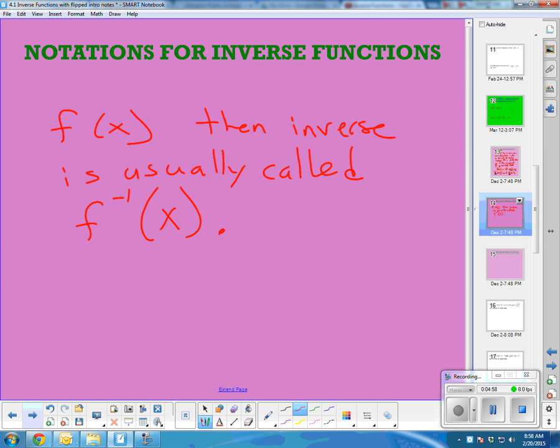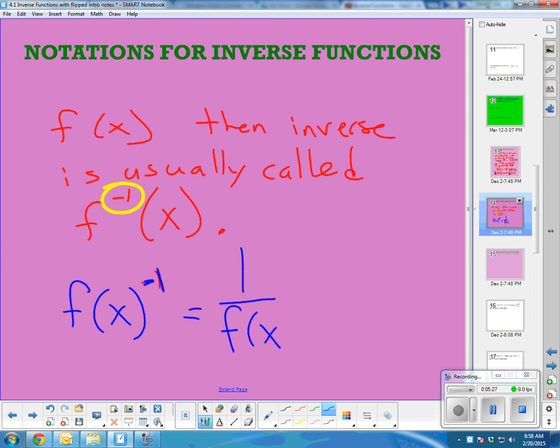Now that's a notational thing we have to be careful for, that this -1 is not an exponent. It's not a -1 exponent. It's a notation that just means f inverse. If I wanted to have a negative exponent, I would write f of x to the -1, and that is equal to 1 over f of x with our normal exponent definition. So in this position, it's an exponent. But in this position, it is not an exponent.